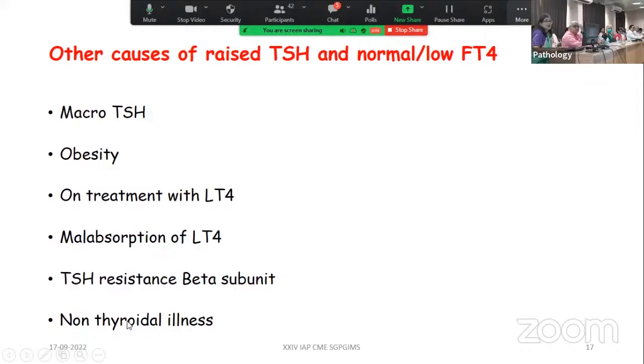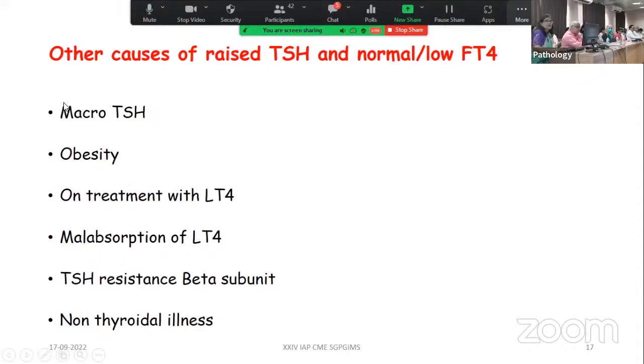And the other condition which people need to think of is non-thyroidal illness in the evolving stage. In the early stages of non-thyroidal illness, you get a low free T4, low free T3, and a low TSH. But when the patient is recovering, the first thing to rise is TSH, because that is the one which is going to stimulate the thyroid gland to produce more hormone. So if you have a low normal free T4 and a TSH of 8 to 10, you have to go back and take history of critical illness.